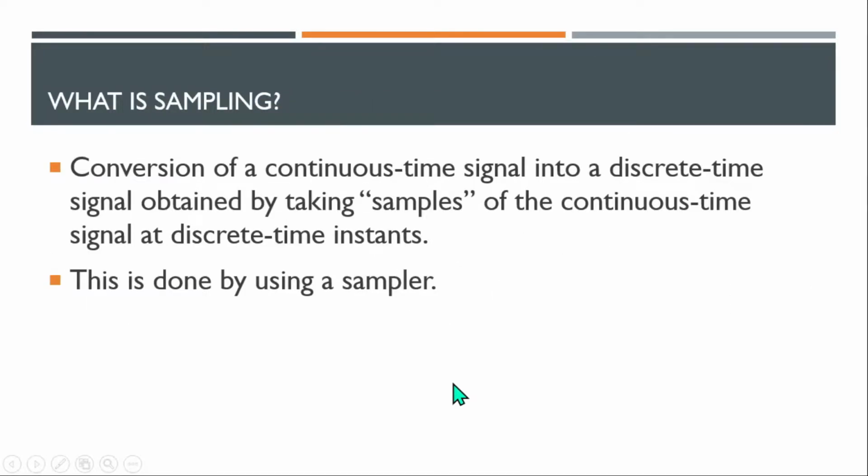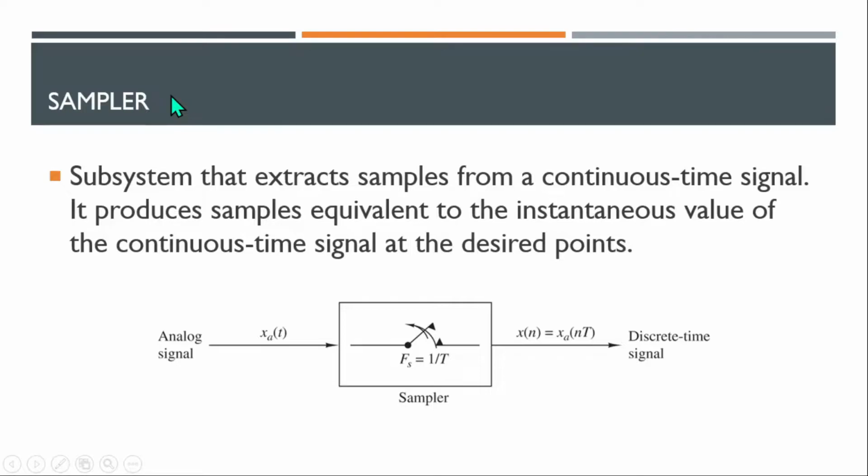With the current advancements and utilization of digital systems, there is a need to convert continuous time or analog signals to digital signals. The first step is sampling. In sampling, we take samples of the analog signal at periodic discrete time instants. This is done by using a sampler. A sampler is a subsystem that extracts samples from a continuous time signal. It produces samples equivalent to the instantaneous value of the continuous time signal at the desired points.